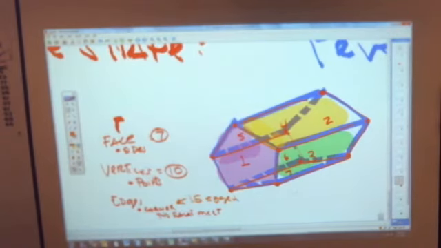How many faces does this have? You've got this face right here, which happens to be missing. This face right there, which is right there, that's 2. And then how many faces make up all the sides?